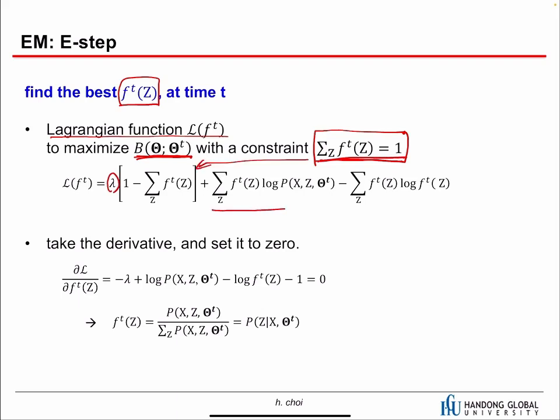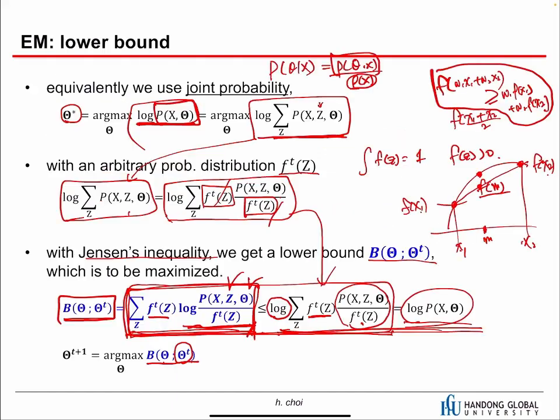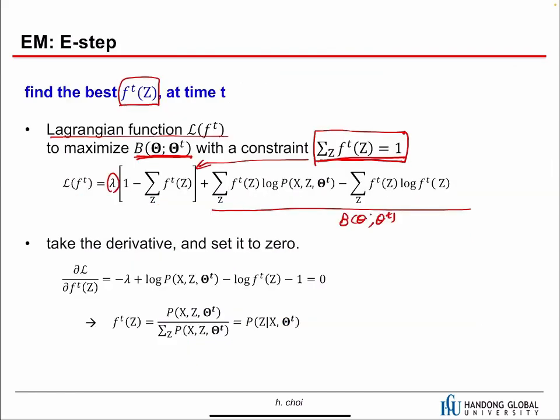And this one is b of theta t. Okay, let's go back to the previous. So we have this one minus this one. Okay, this is what it is. This one is our lower bound, this one is the constraint.